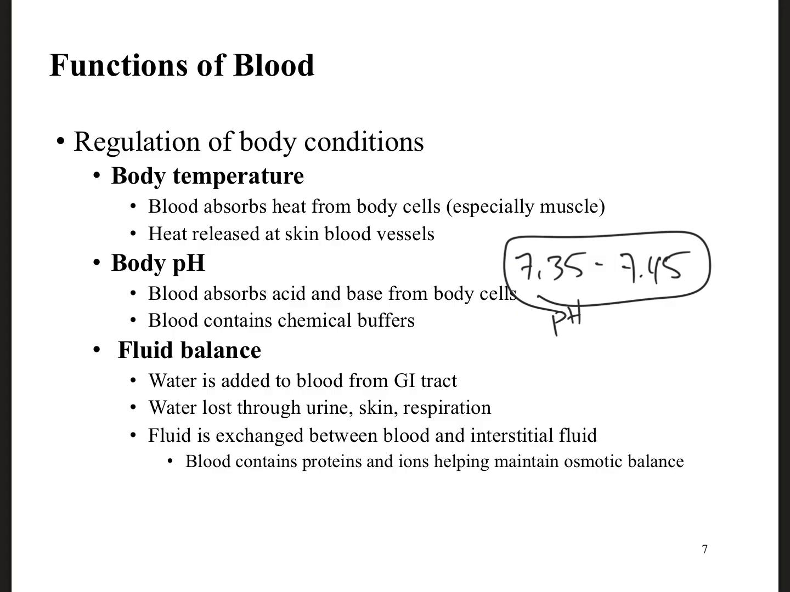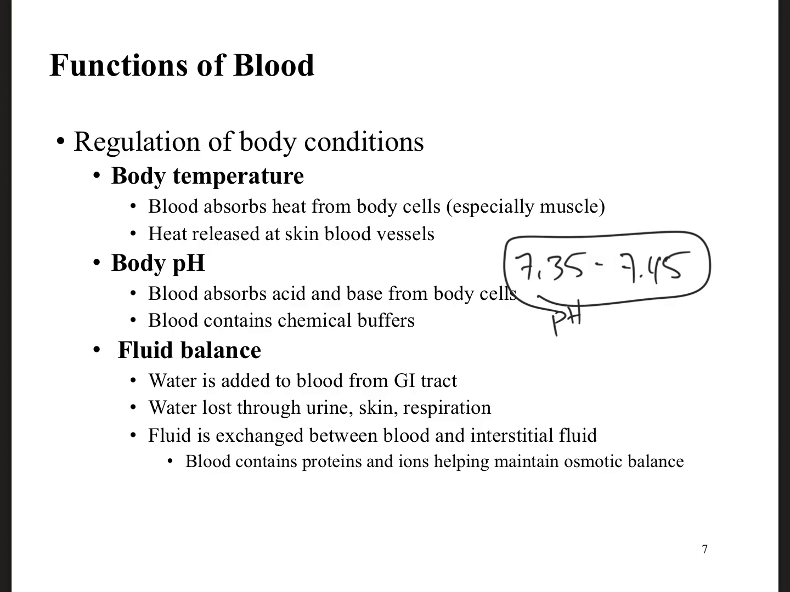So if things go up above that, your blood works to bring it back down. If it goes below 7.35, your blood, in conjunction with other systems, works to bring it back up. So your blood has this innate buffer system and prevents big swings or changes in body pH, by sequestering hydrogen ions and releasing bicarbonate ions, etc.